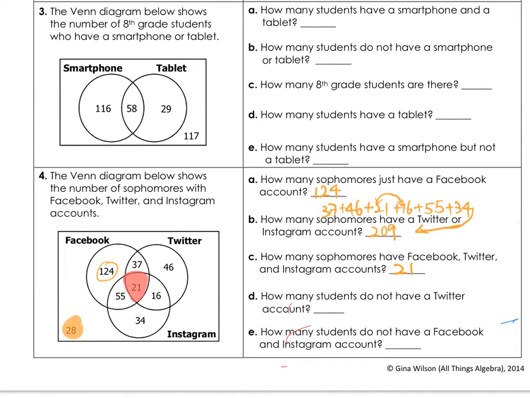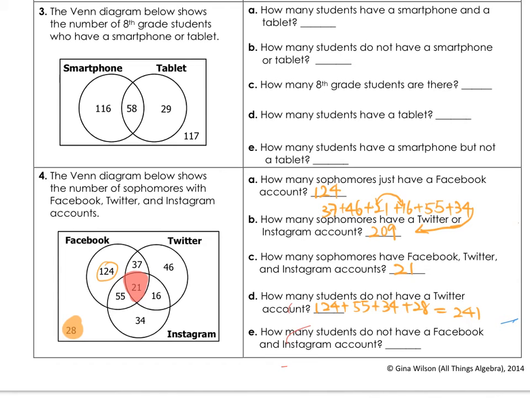So then you just need to add everybody outside the Twitter circles. It's 124 plus 55 plus 34, including the 28 kids who don't have any of the accounts, right? Plus 49. So it should be 241 kids. And finally, how many students do not have a Facebook and Instagram account?